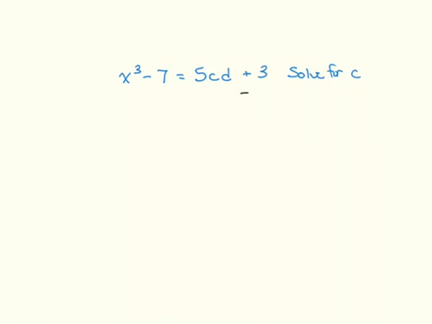So in this case, I've got to get everything on the c side over to the other one. So first let's subtract 3. So x cubed minus 10. And now if I want to solve for c, let's divide everything through by 5d.